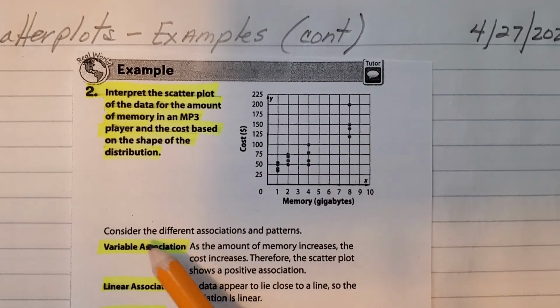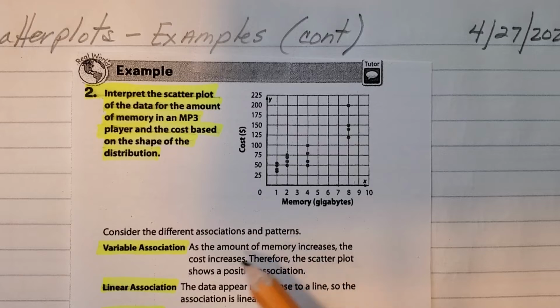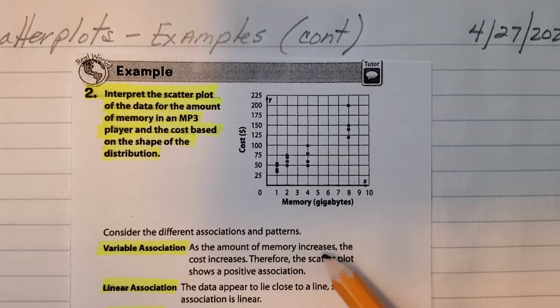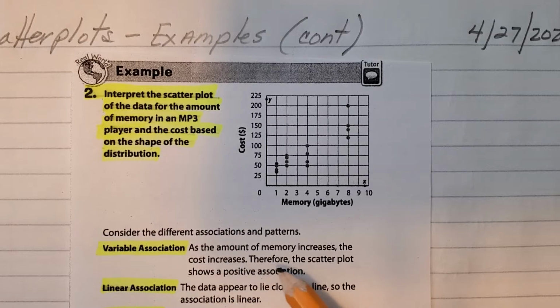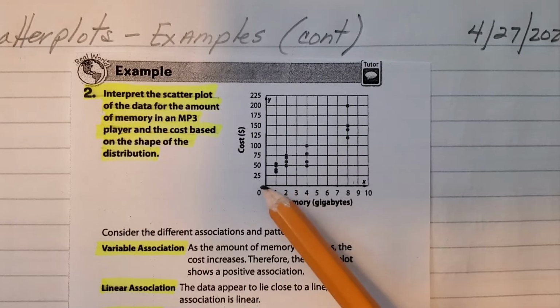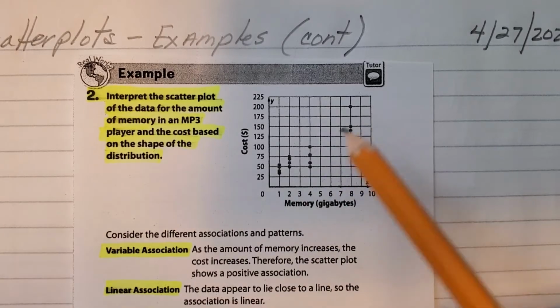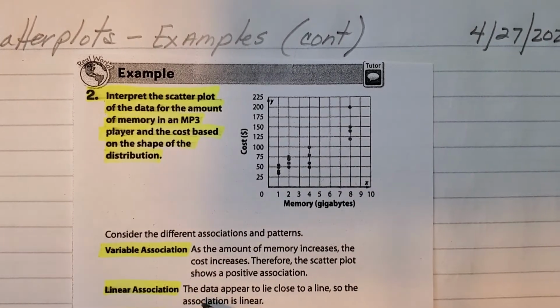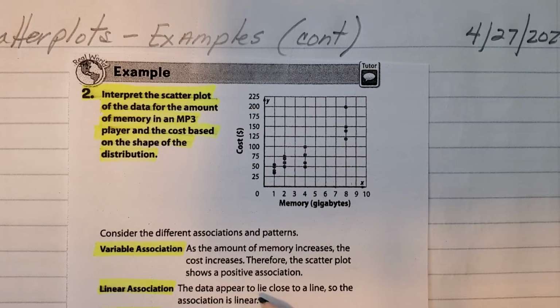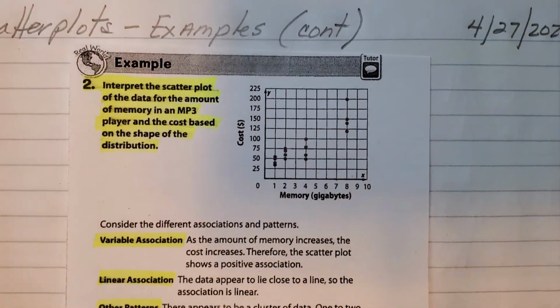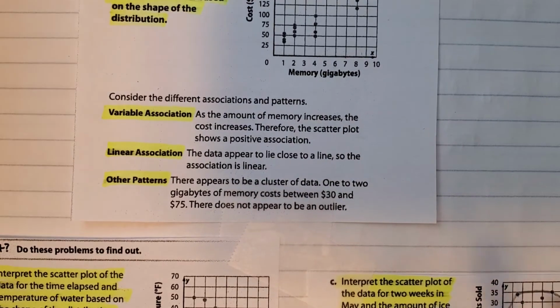Okay? So consider the different associations and patterns. A variable relationship means as the amount of memory increases, the cost increases. Therefore, the scatter plot shows a positive relationship. It isn't a great positive, but it's positive. Therefore, there is a linear association: the data appear to lie close to a line. So it's called a linear association. That's what that means.